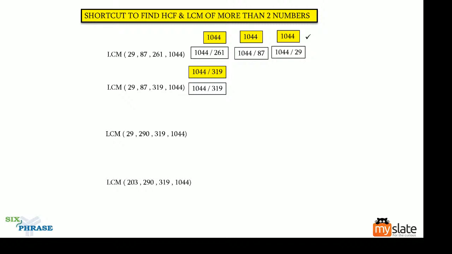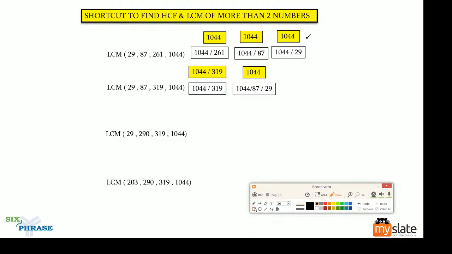Now it doesn't mean we stop there. We try to do other combinations. Take 1044 and divide it by 87 and 29. You know very well 1044 is divisible by 87 and 29, so you can club it as one number, 1044. So these two numbers have vanished. They have gone and merged with 1044. That is how you should look at it. So 29 and 87 have merged with 1044. Right now what you are left with, guys, is these two numbers.